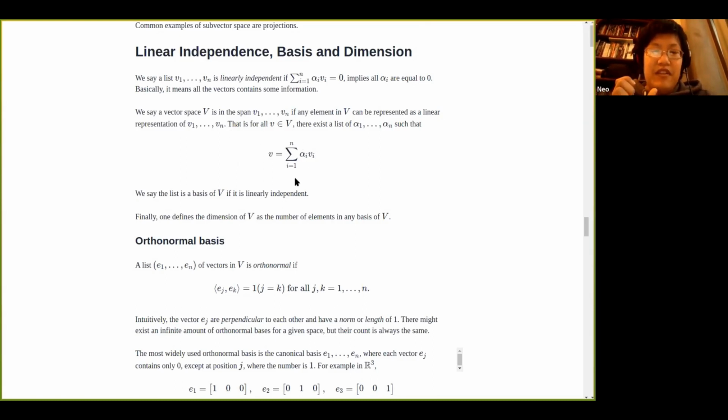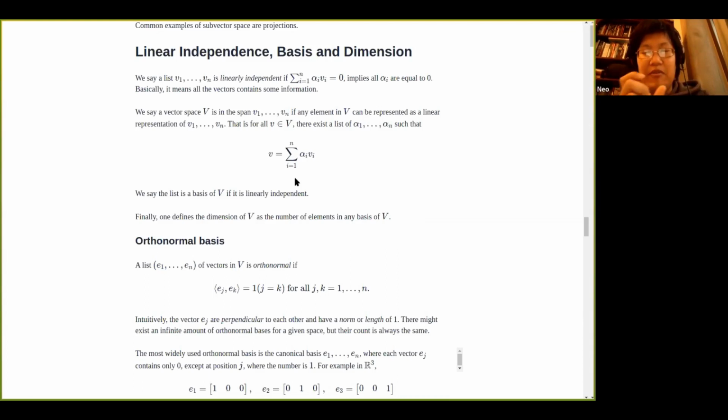Now if you can find a list of n vectors which spans the whole space itself, that is, if you take any element of this big space and you can express this element as a linear combination of the elements of the list, then we say that this list is a basis if the list is linearly independent. And if that list is finite, then the number of elements inside this list is the dimension of your space.